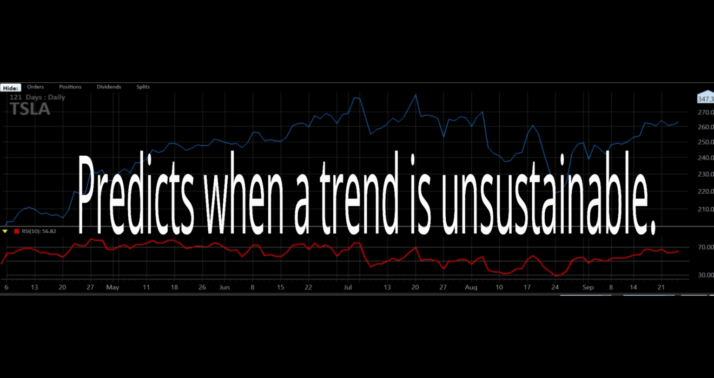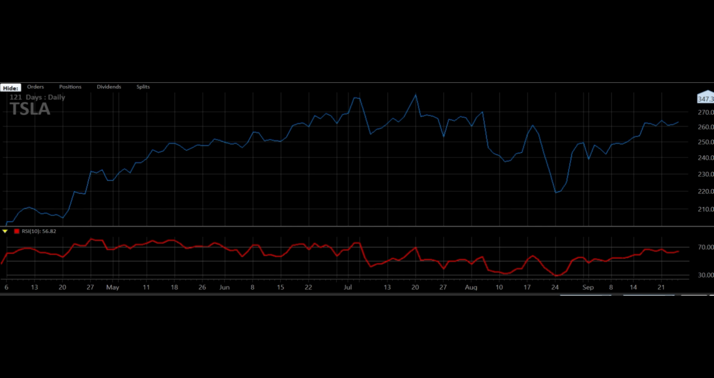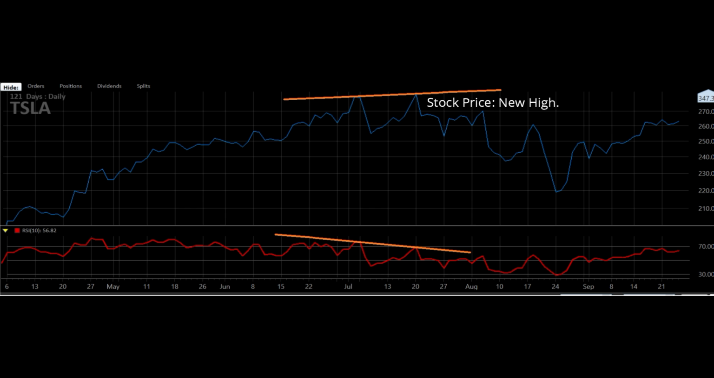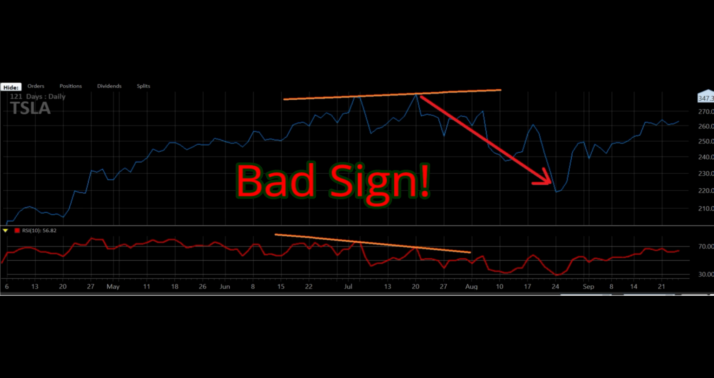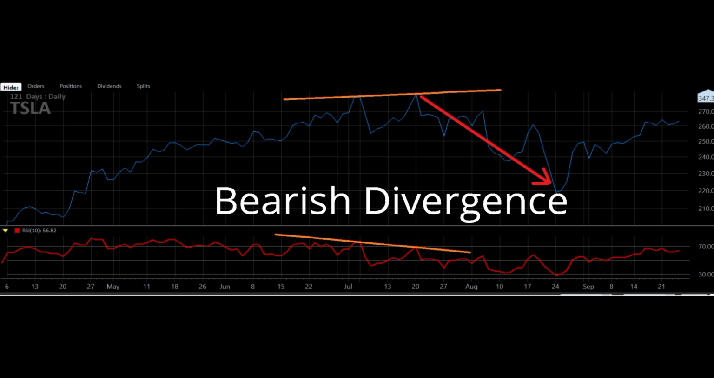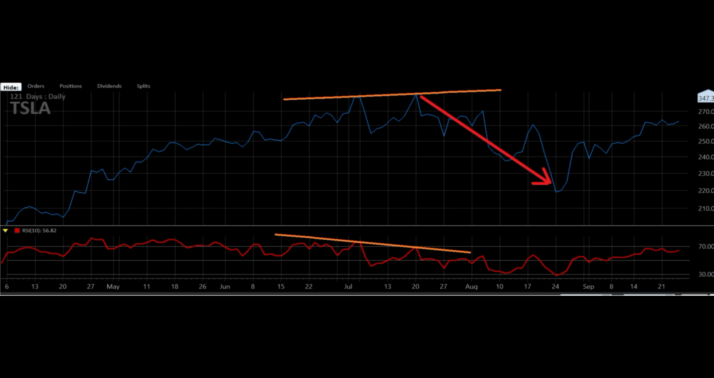Conversely, the RSI can predict when an uptrend is actually unsustainable. Say the stock price reaches a new high, but the RSI doesn't quite follow, meaning that the peak of the RSI is actually lower than its previous one. See how that line placed on top of the stock price peaks forms a positive slope, but placing a line on top of the RSI peaks shows a negative slope? Well, that's a bad sign, as it signals the stock price could go down, as it actually did in this example. That's a bearish divergence. It is a useful sign that allows us to stay out and wait for better times to come.